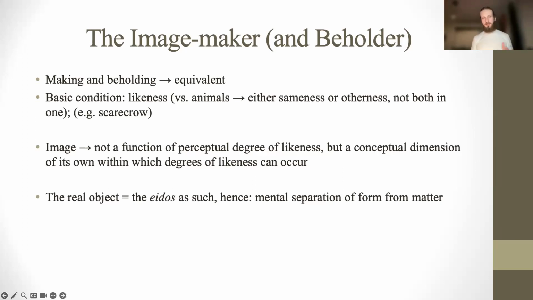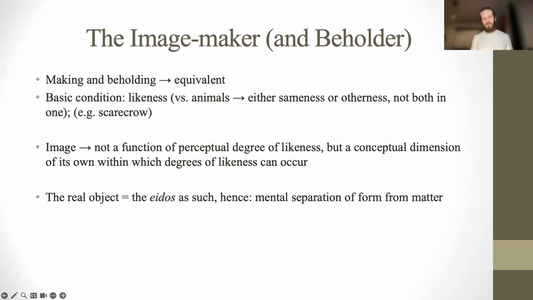Hence, the image is not a function of the perceptual degree of likeness. So there's no statistical way of describing the likeness that would be necessary for something to be the image of something else, but rather a conceptual dimension of its own within which degrees of likeness can occur. So there's an indefinite number of ways that an image can resemble the object it represents. Again, something like a caricature is a really good example, because caricatures can often be very parsimonious in the number of features that they portray. They can be very, very simple and nevertheless very recognizable.